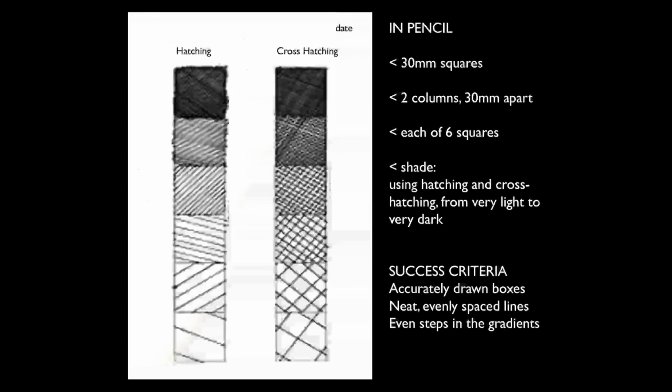The success criteria. Accurately drawn boxes, get the measurements right. Neat, evenly spaced lines. And even steps in the gradients. That's the hard bit, going from dark to light in even shades.